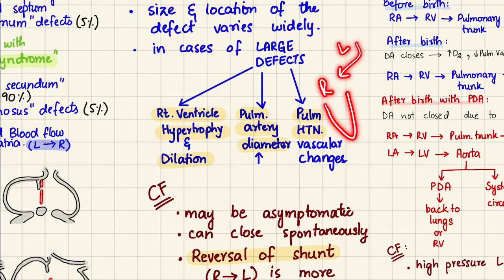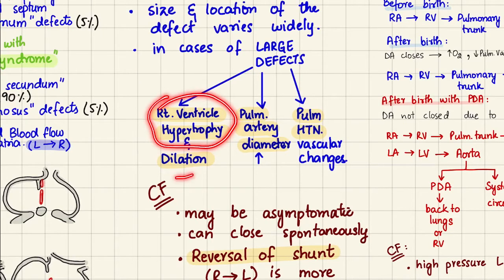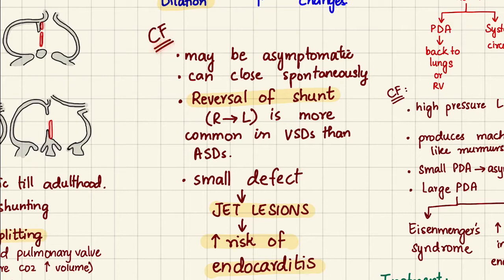The right side of the heart will be congested, and due to volume overload, that will cause right ventricular hypertrophy, dilation, and the pulmonary artery diameter will be increased. This will cause pulmonary hypertension, vascular changes, etc. Regarding the clinical features, they may be asymptomatic. These defects can close spontaneously as well. And as I said before, the reversal of shunt is more common in VSDs than ASDs.